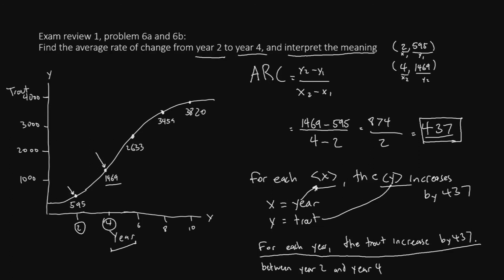We can look at the shape of the graph and see that it's not always increasing by 437 every year. Sometimes it increases faster than others, because at the beginning we're speeding up quite a bit, and near the end we're slowing down quite a bit. So it's probably a good idea to specify what years that 437 applies to.